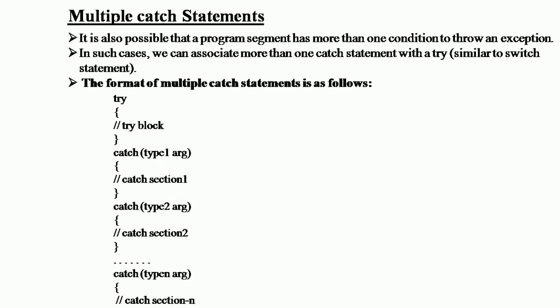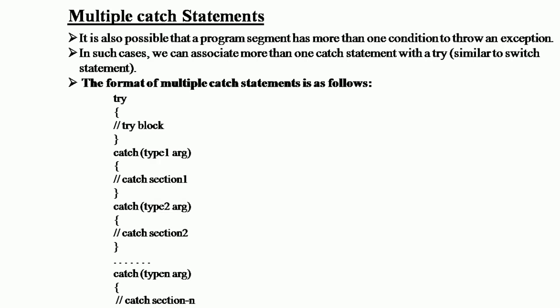It is also possible that a program segment has more than one condition to throw an exception. In such cases, you can associate more than one catch statement with a try, similar to a switch statement. The format of multiple catch statements is as follows.